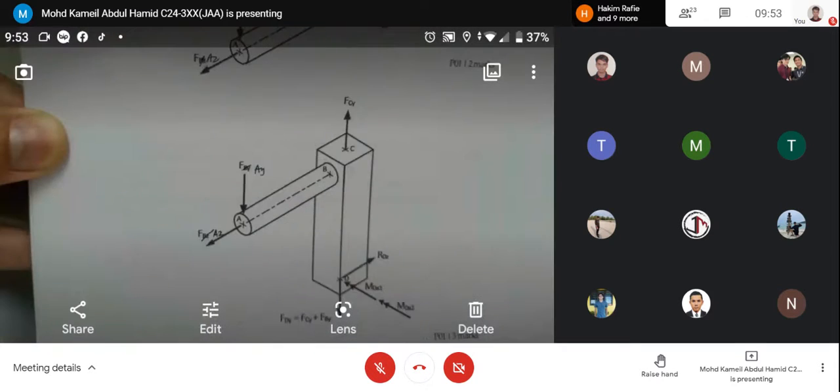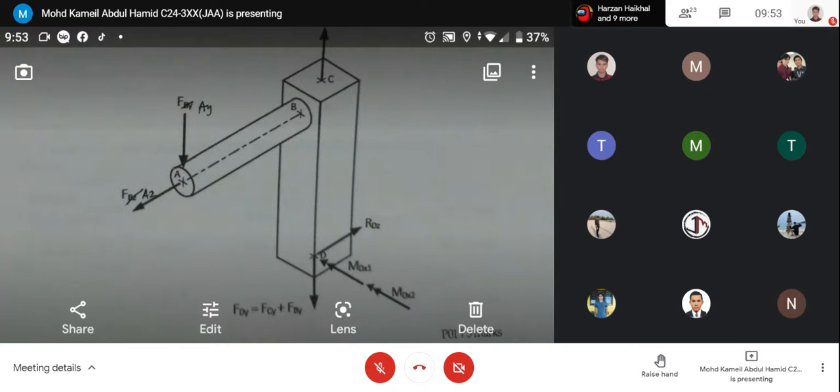Okay, so tengok, RDZ is to counter your AZ, kemudian MDX1 dan MDX2. Okay, you will have two moments. MDX1 is due to FAY, dan MDX2 for example will be due to FAZ. So ada dua and both in the same direction.